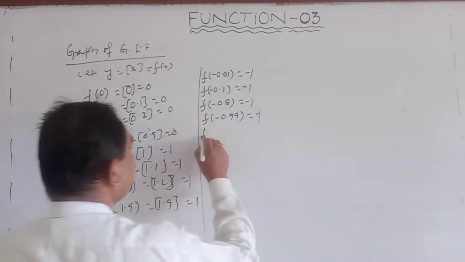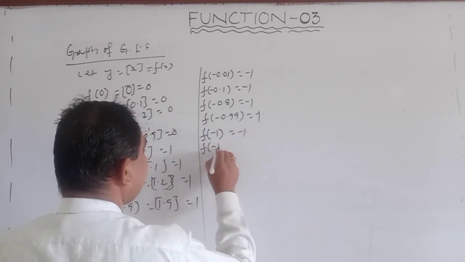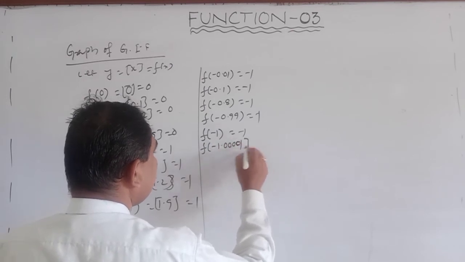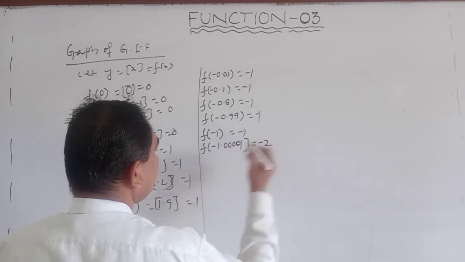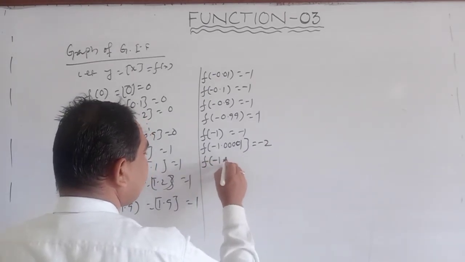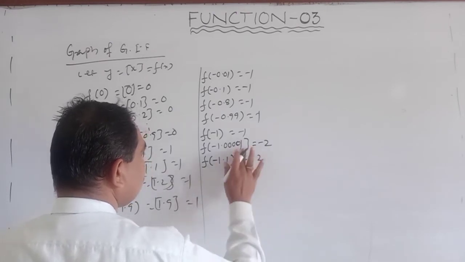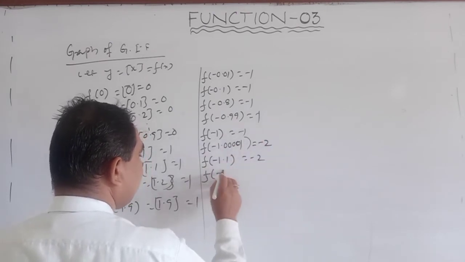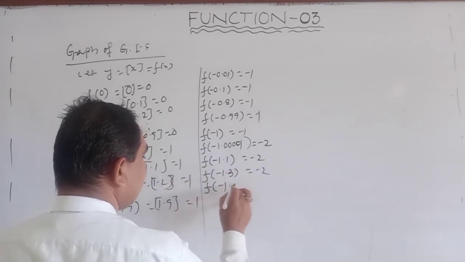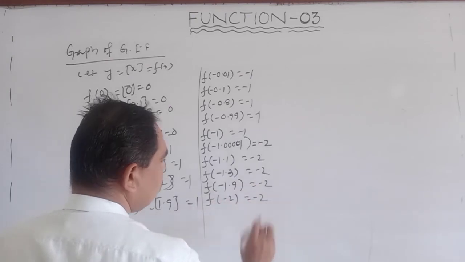f of minus 1 is minus 1. f of minus 1.0001 is minus 2, f of minus 1.1 is minus 2, f of minus 1.3 is minus 2, f of minus 1.9 is minus 2, f of minus 2 is minus 2.